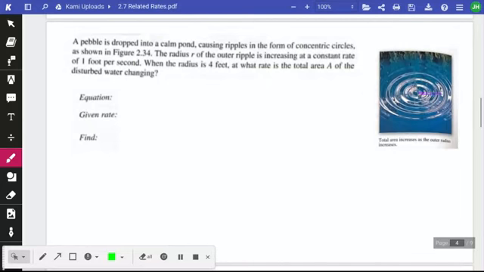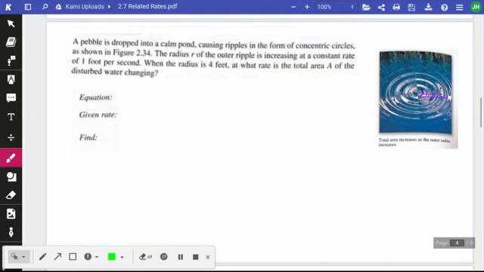So as the ripples continue, they get longer and longer, or the radius gets bigger and bigger. And the outer ripple is increasing at a constant rate. Okay, so there's a pattern to how it's increasing, of 1 foot per second. When the radius is 4 foot, at what rate is the total area A of the disturbed water changing?